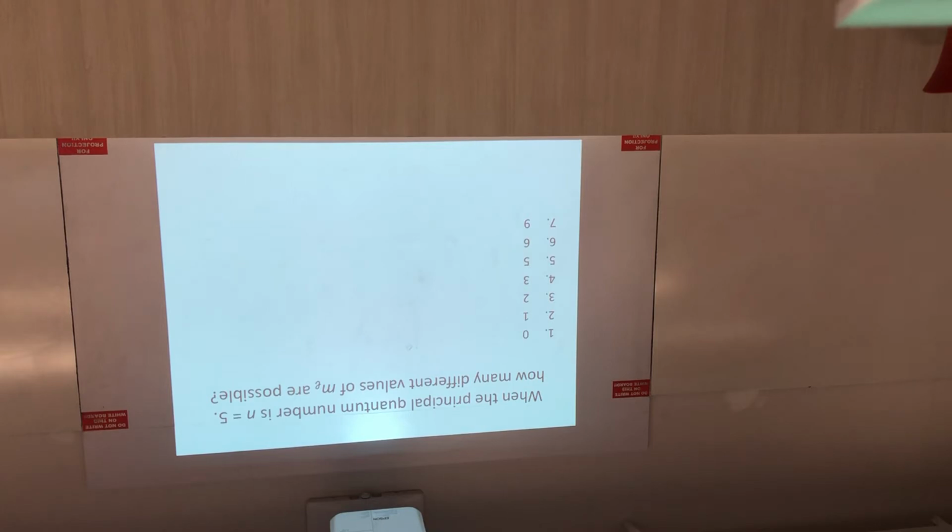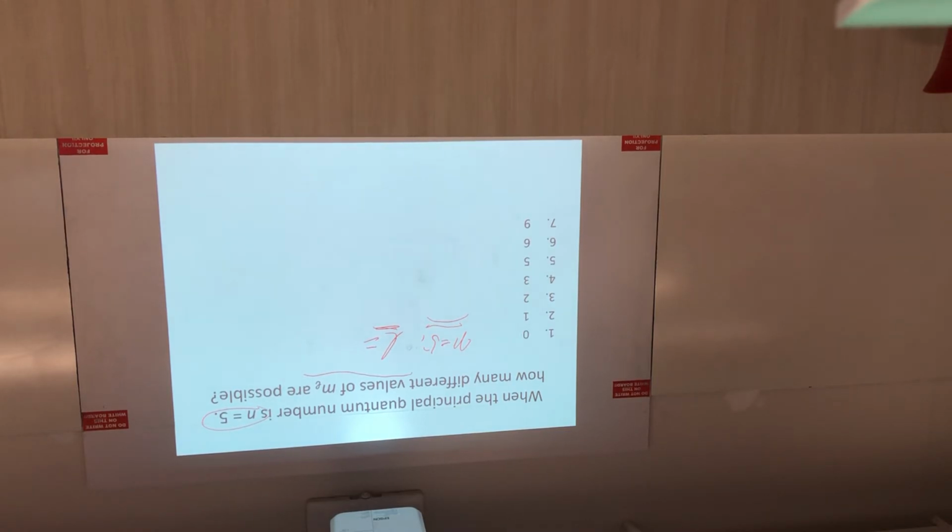Now our principal quantum number is given as 5. Then how many different values of the magnetic quantum number are possible? So how many magnetic quantum numbers can we have? Let's try again. When n equals 5, how many angular momentum quantum numbers do we have? So we are going to start with 1 or 0. When the principal quantum number is 5, how many angular momentum quantum numbers are allowed?